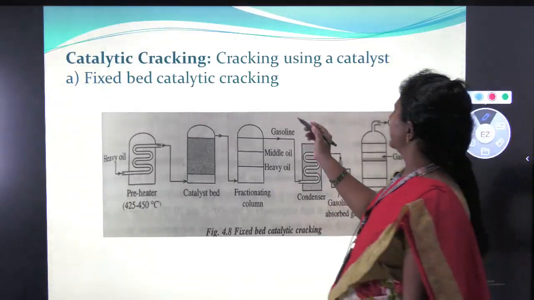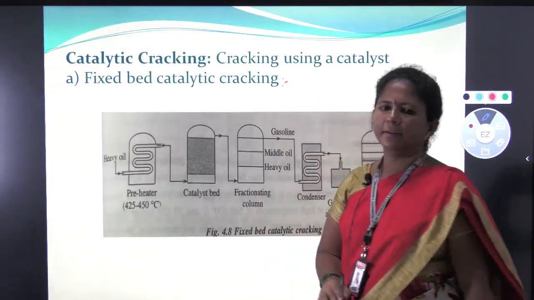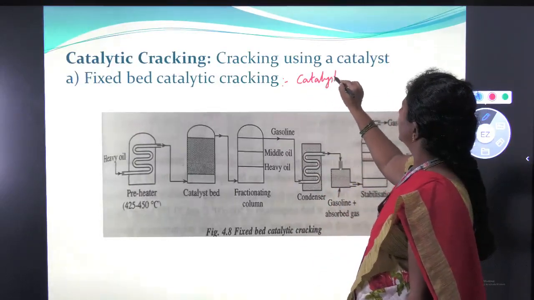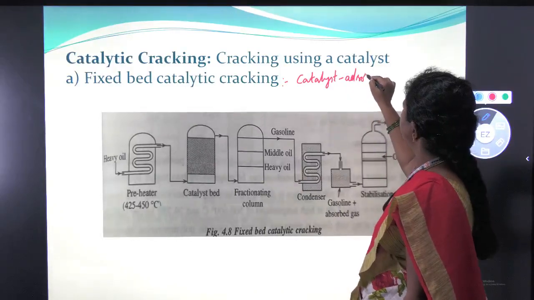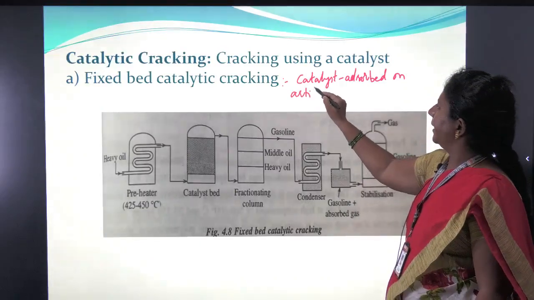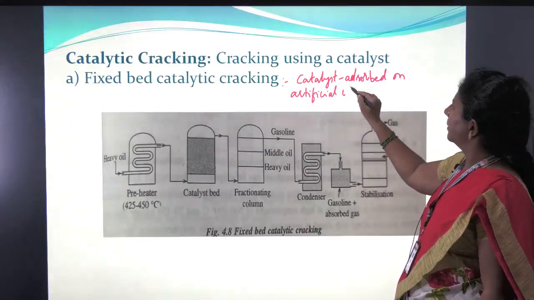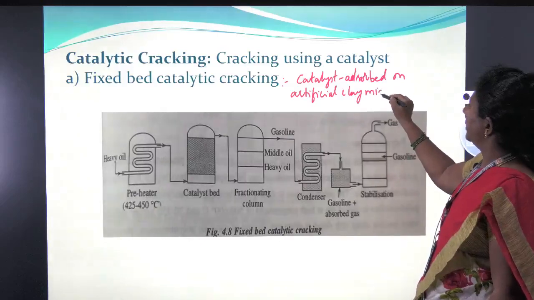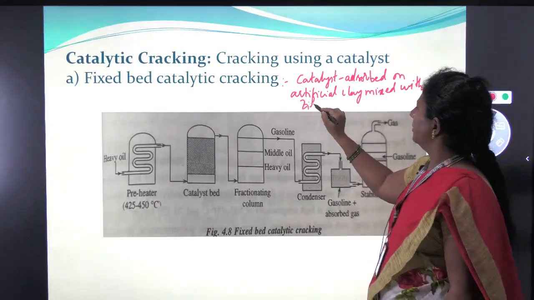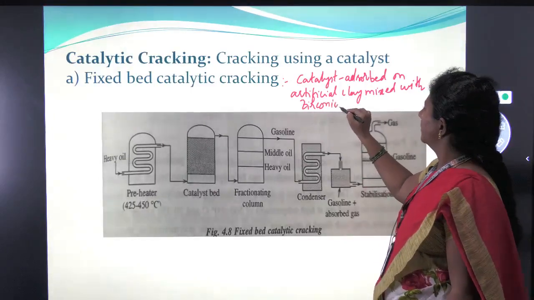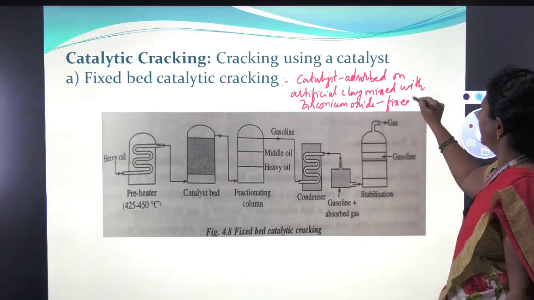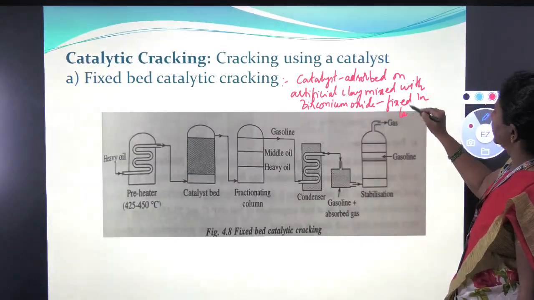Here why we are calling this fixed bed catalytic cracking means, here the catalyst will be adsorbed on artificial clay mixed with zirconium oxide, and this will be fixed in the catalytic chamber.